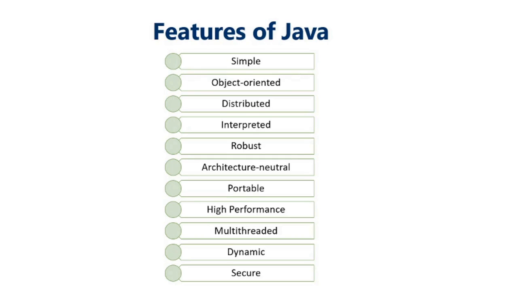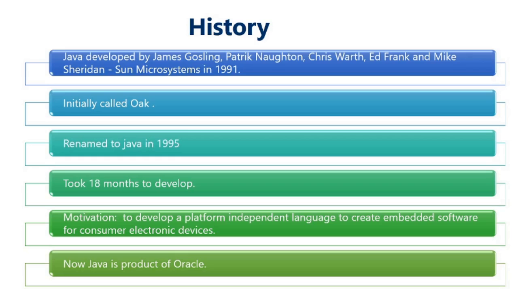Before that, we discussed the features of the Java programming language. We discussed the history. It was developed by Sun Microsystems in 1991, and James Gosling is one of the developers of the Java programming language, and there are some other people also. The initial name was Oak, then it was renamed to Java in 1995.